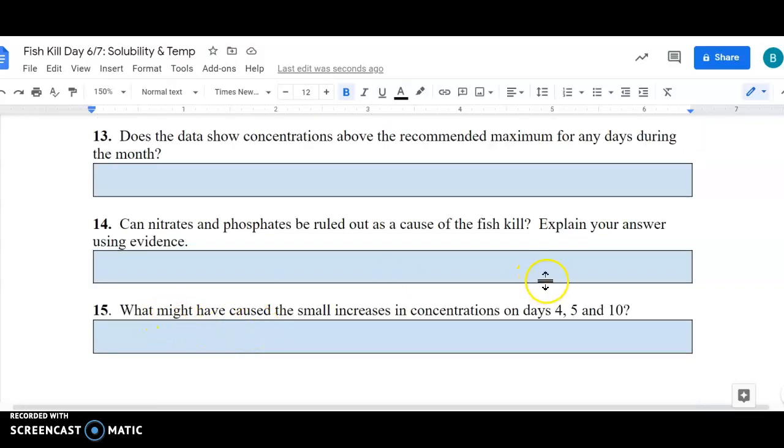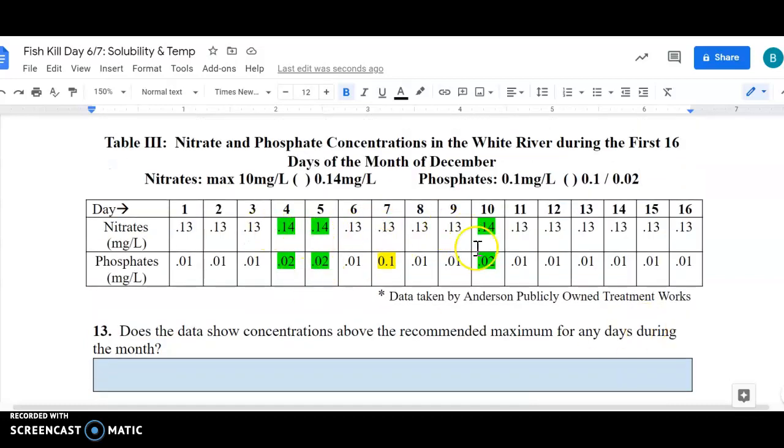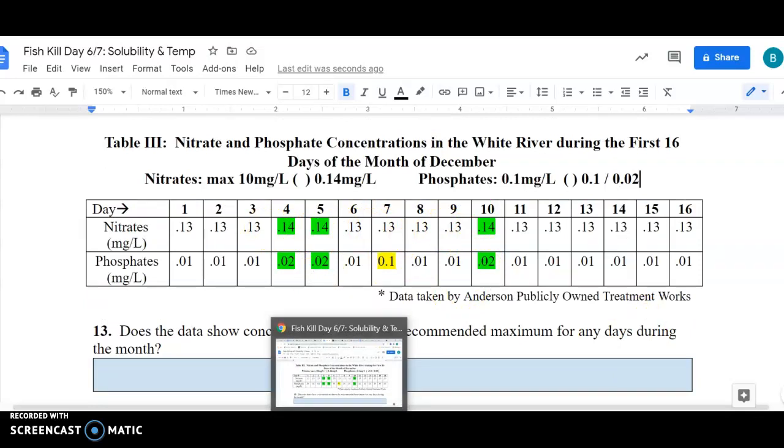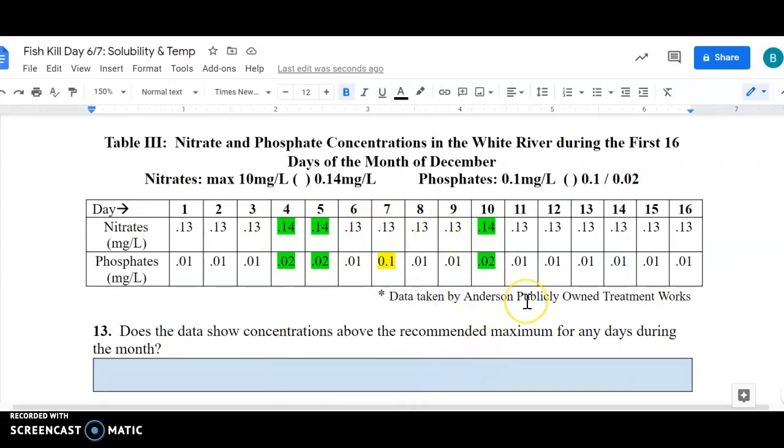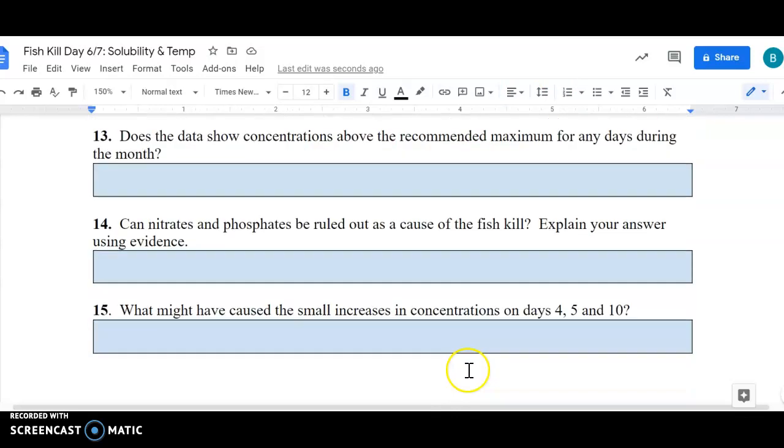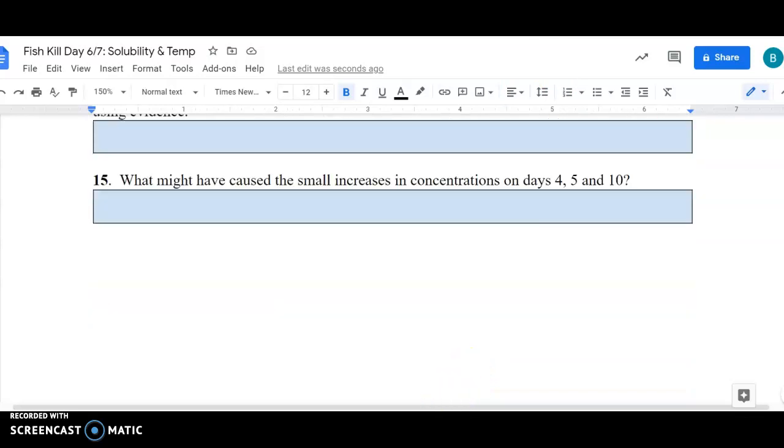Lastly, what might have caused a small increase in concentrations on day 4, 5, and 10? These are the ones highlighted in green. They've increased by 0.01, so a minimal increase. This is happening in December. We know that an increase in concentration can come from one of 2 ways. One is increased solute: if there's more runoff, there can be more solute in the river. Second, there can be increased temperature. Think about December, what would cause that to happen? And that is the end of your assignment.